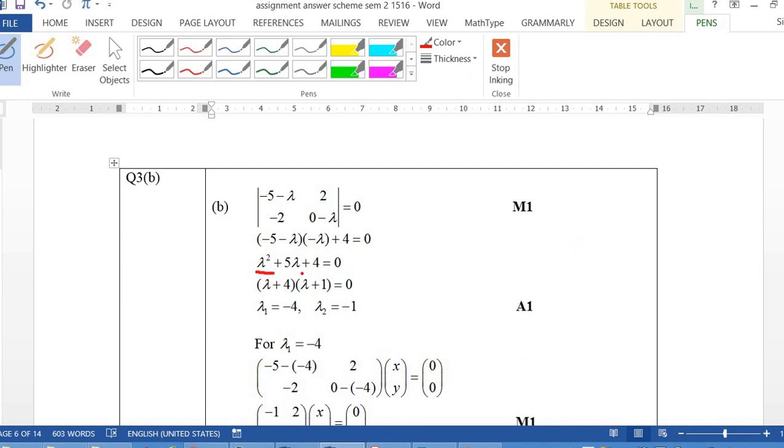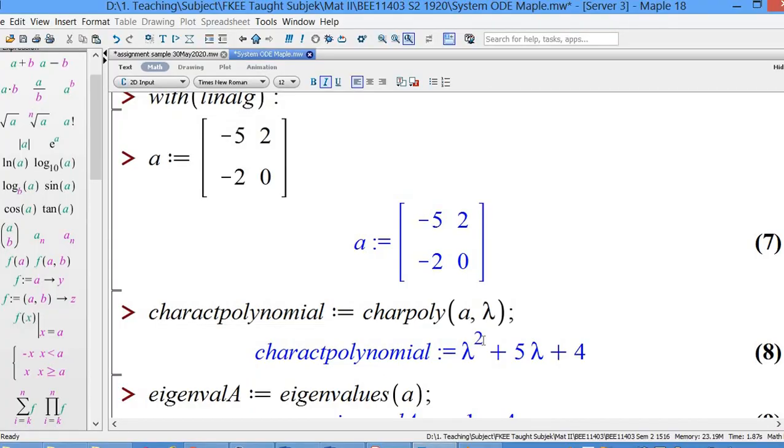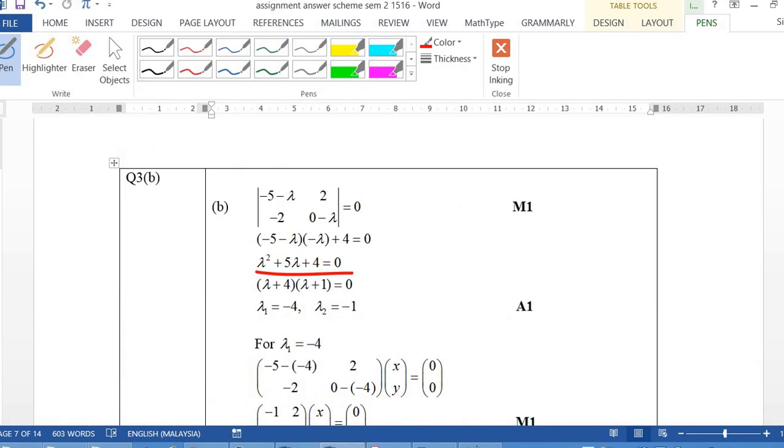And we get what we call the characteristic polynomial: lambda squared plus 5 lambda plus 4. To get the characteristic polynomial, we solve the determinant of your matrix A minus lambda at the diagonal. You get this characteristic polynomial. This is what is here: lambda squared plus 5 lambda plus 4.